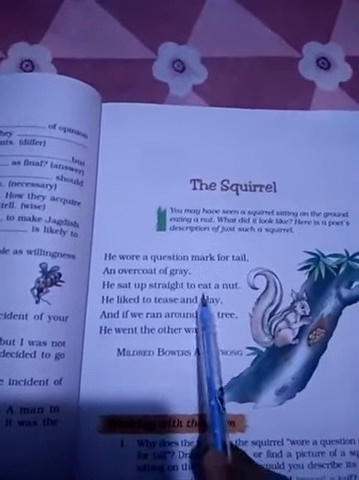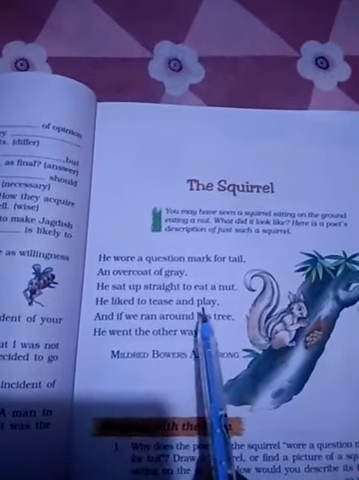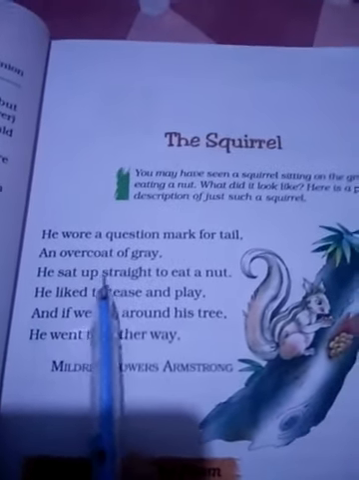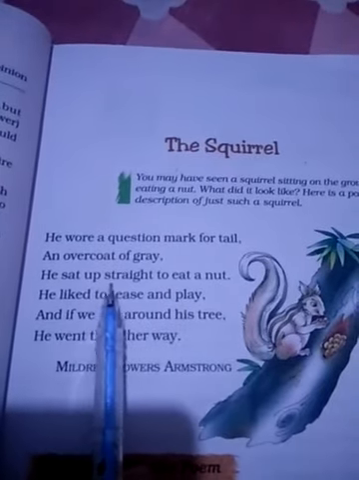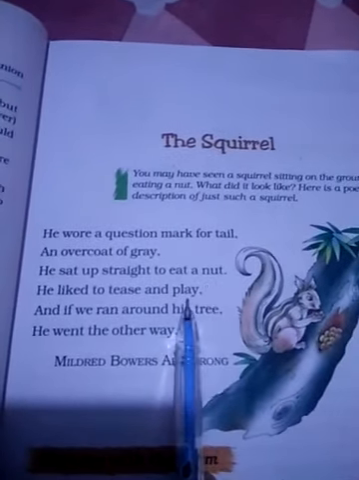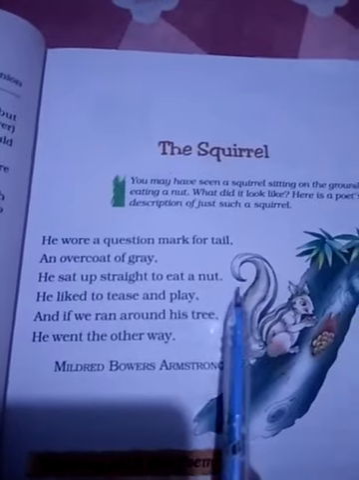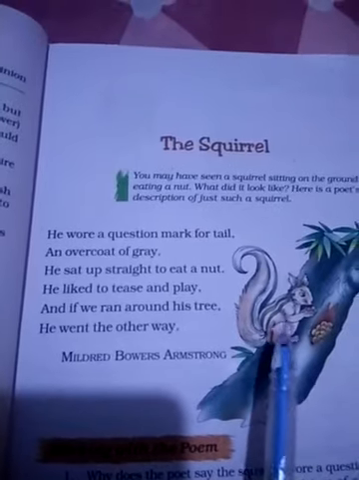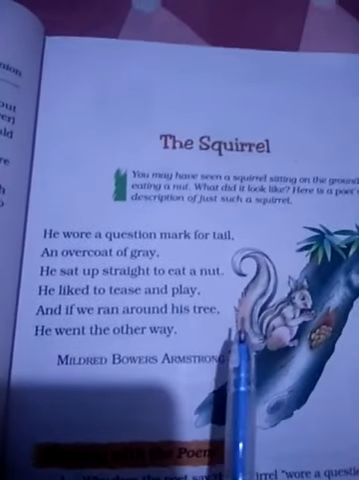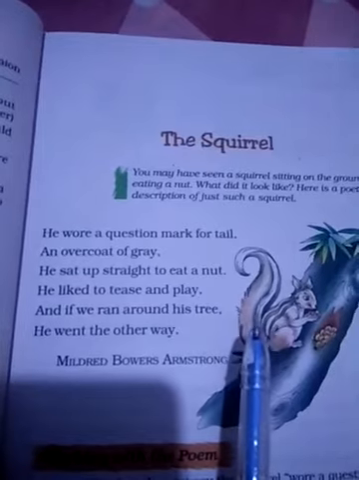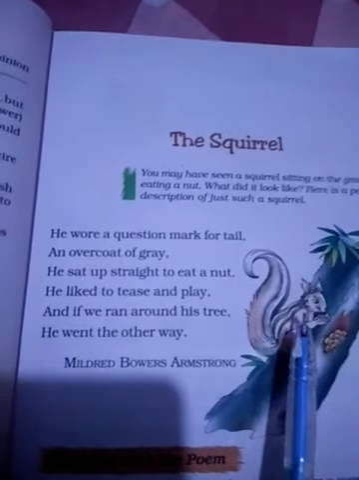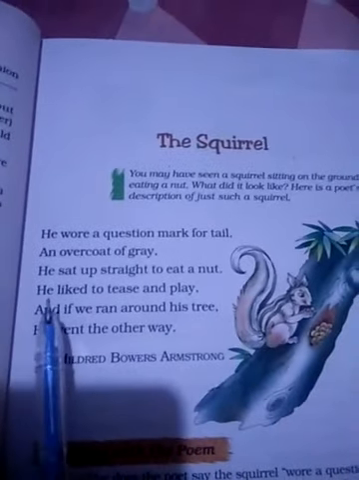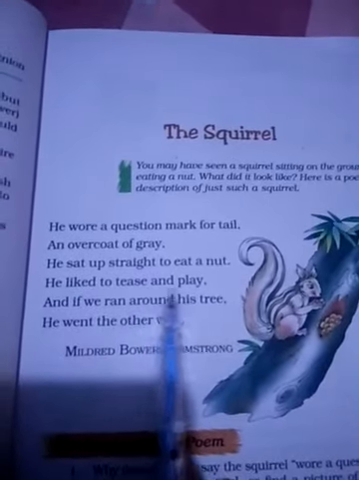He sat up straight to eat a nut. He liked to tease and play. Now what did the poet say? The poet said that the squirrel sat up straight on the ground and ate a nut. And how does the squirrel eat a nut? You must have seen. When a squirrel eats any nut or any food, it takes that food in both of its hands and sits straight on the ground and starts eating. And the poet further says that he liked to tease and play.